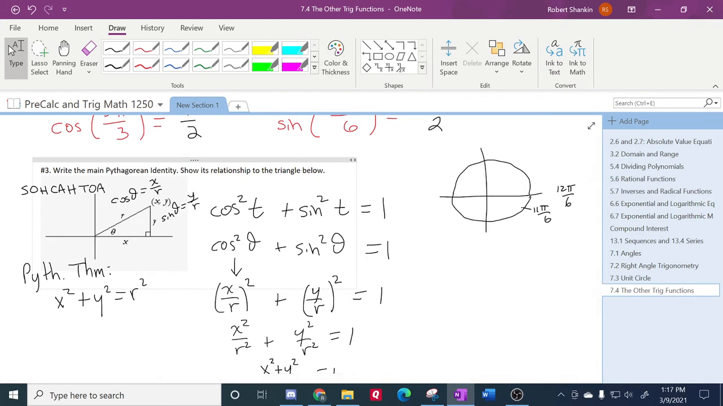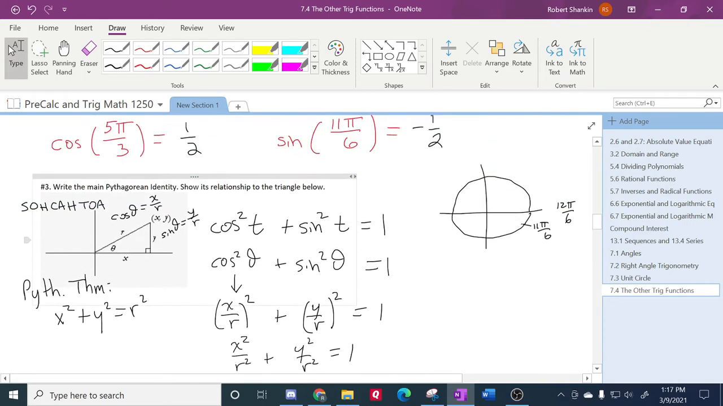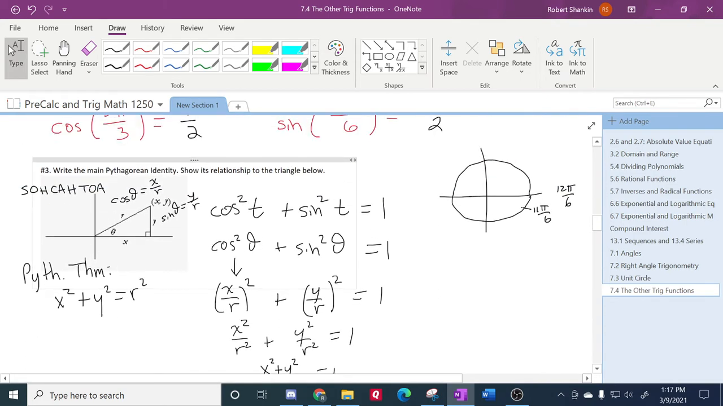All right. Give me a little feedback on number 3. Is this making sense or is this confusing you?